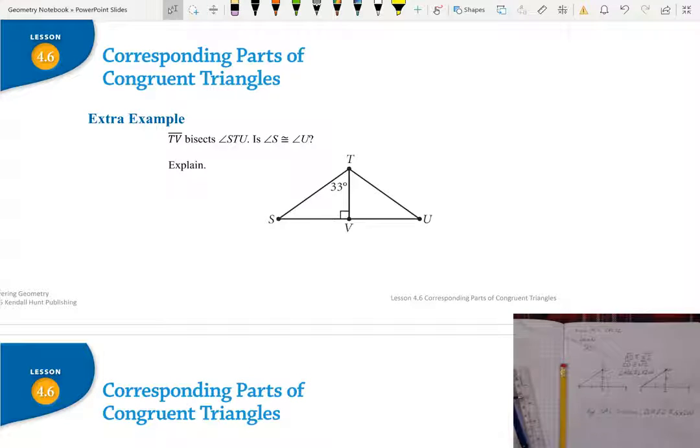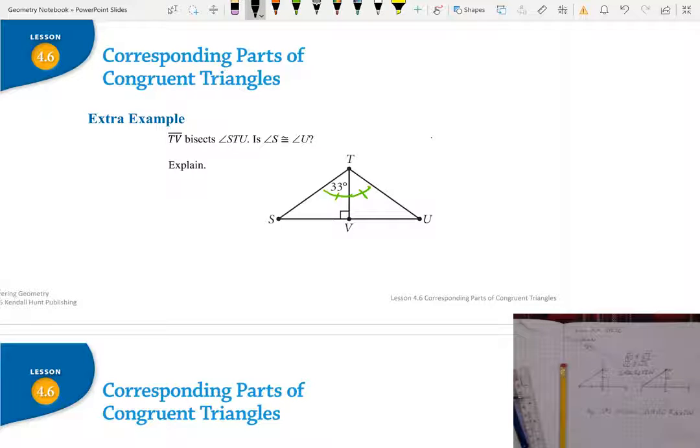Extra example. TV bisects STU. Okay, so these are congruent because that's an angle bisector. Okay. Is this true? Is angle S congruent to angle U? Well, let's see.